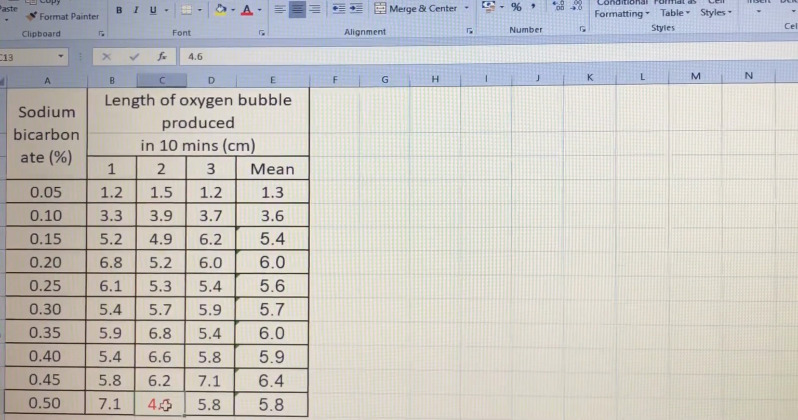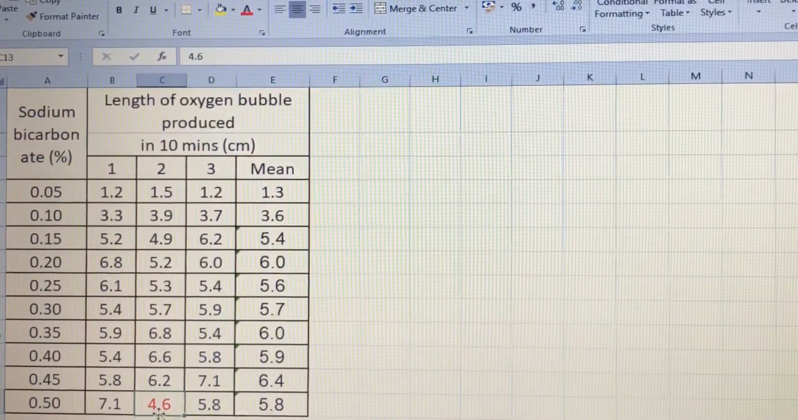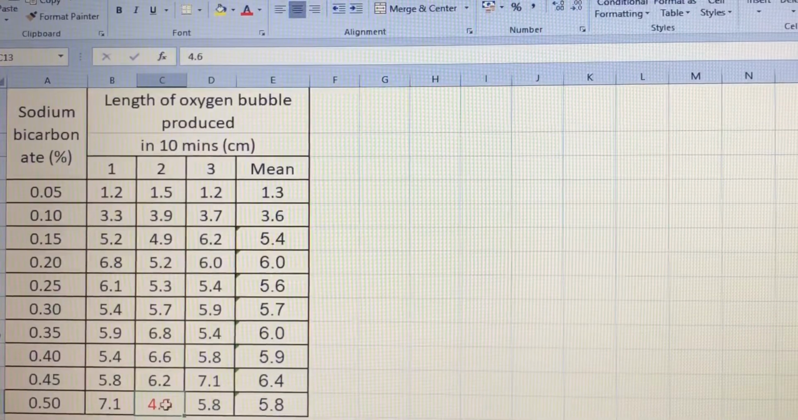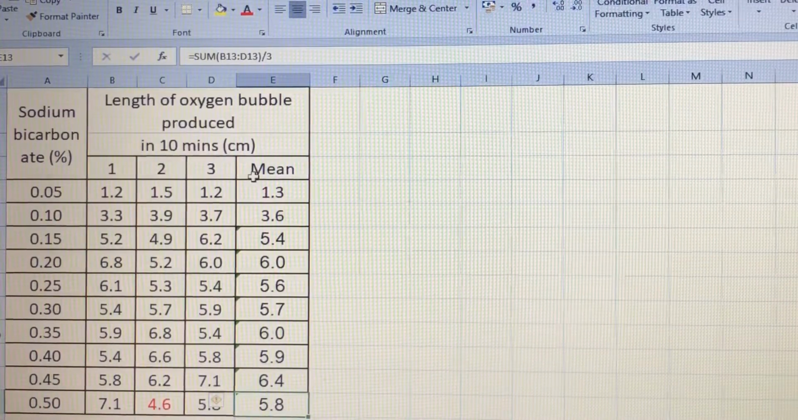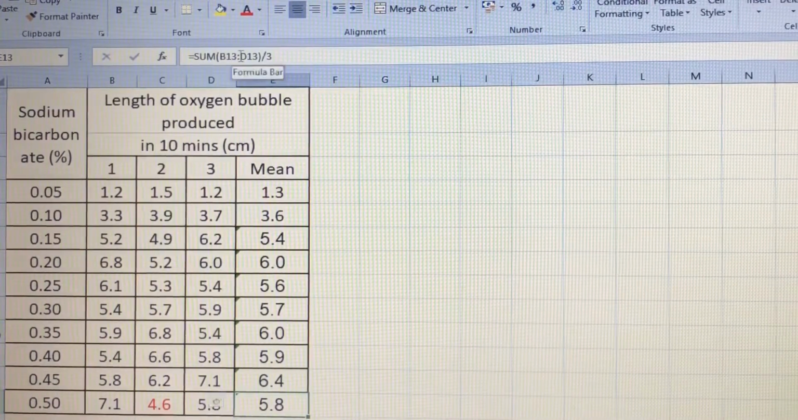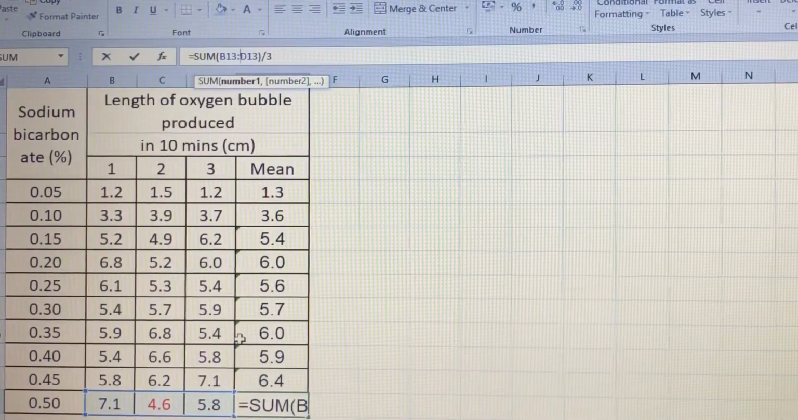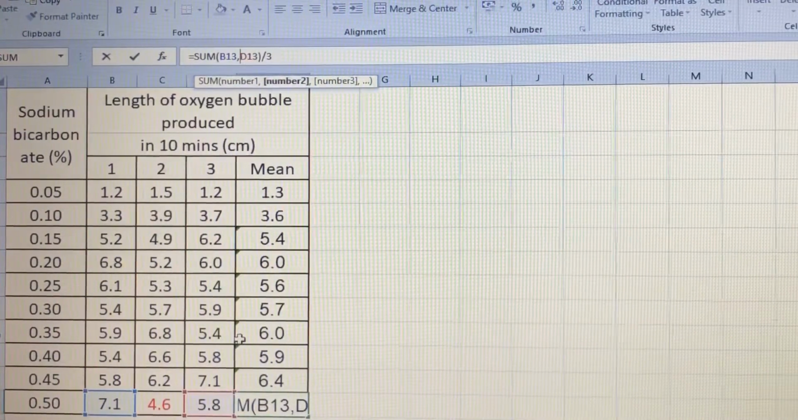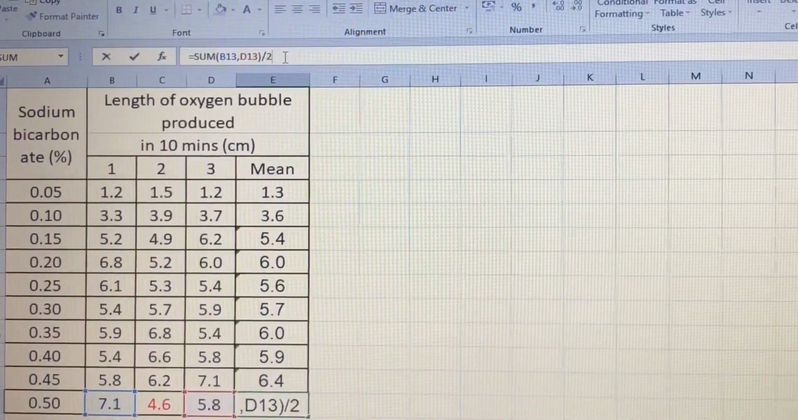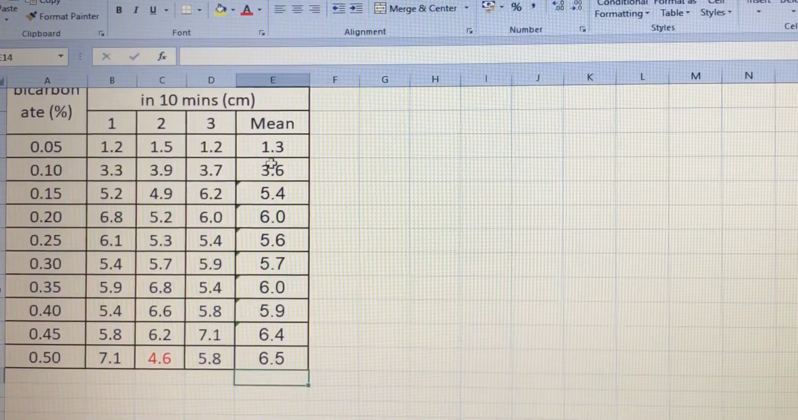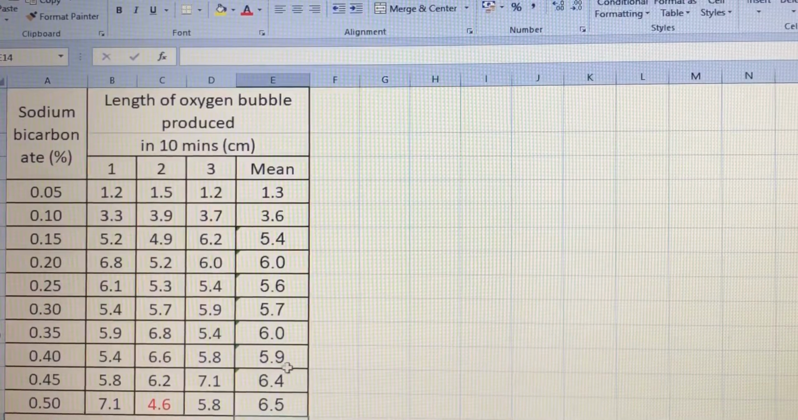Now, we'd identified that this result down here may well be an anomaly, okay, an anomalous result. So we're not going to include that in the average here, so I need to change this sum. So the way I'm going to do that is I just want to have B13, which is this cell here, and D13. So I'm going to change that colon to a comma, and then I need to also change that so that it's divided by 2, not divided by 3. And there you go, I've got my 6.5, which is much more in keeping with the rest of the results in this mean column.